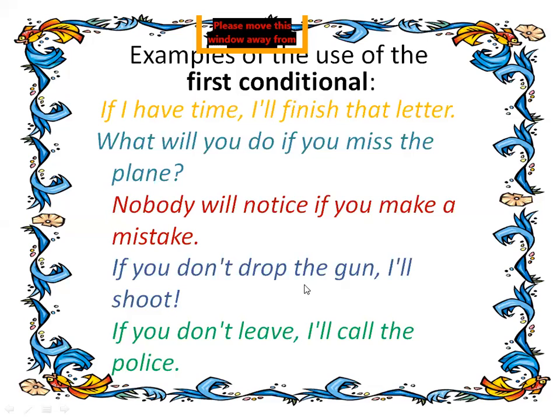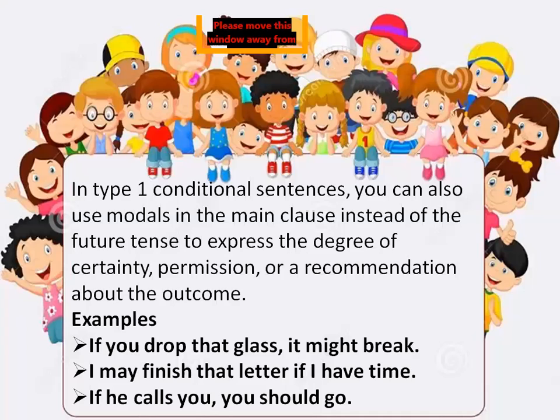If you don't drop the gun, I will shoot. अगर तुमने अपनी गन ड्रॉप नहीं की तो मैं तुम्हें शूट कर दूंगा. ठीक है. If you don't leave, I will call the police. Always, with if we will always use present simple in conditional type 1. If plus v1, comma, will plus v1. Okay, this is called the original structure of conditional type 1.